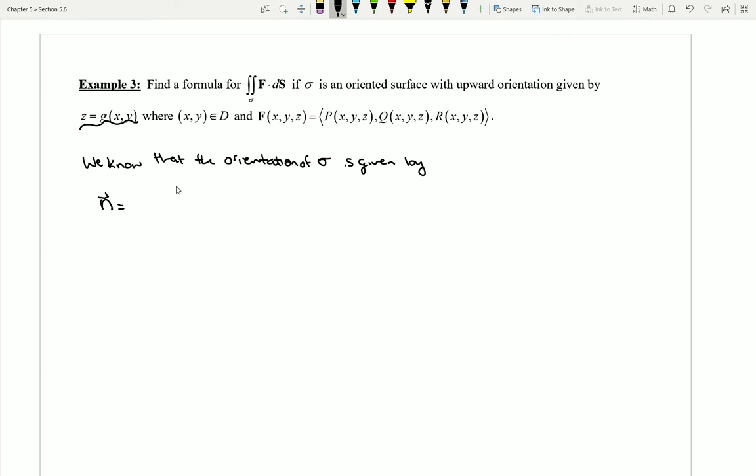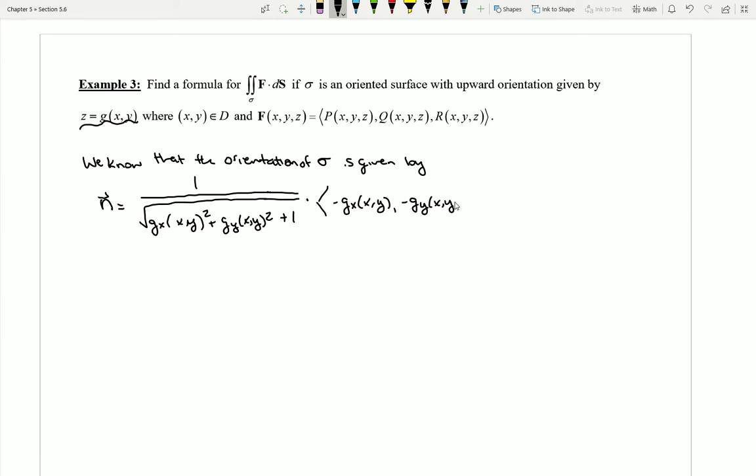n equaling, and I think it can equal this, 1 over the square root of (g partial with respect to x of x comma y) all squared plus (g partial with respect to y of x comma y) all squared plus 1, multiplied by negative g_x, negative g partial with respect to y, comma 1. Now, if you have no idea where I'm pulling this from, I'd ask you to go back and take a look several pages back in the notes, because we actually saw this from earlier.